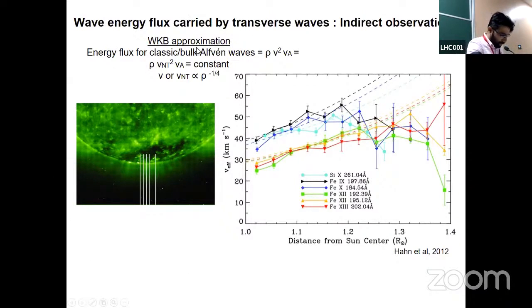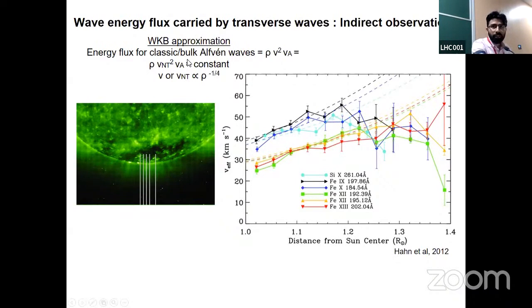So what is this approximation? This says that the wavelength of the wave is much less than the scale height of the solar atmosphere. So you can think of it in this way: if the scale height of the solar atmosphere is 50 megameters and the wavelength of the wave is much less than that, then basically the wave will see it as a piecewise homogeneous atmosphere as it moves up. So then you can apply this energy flux conservation equation.